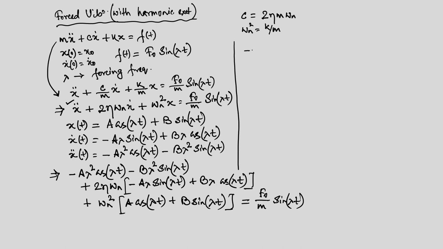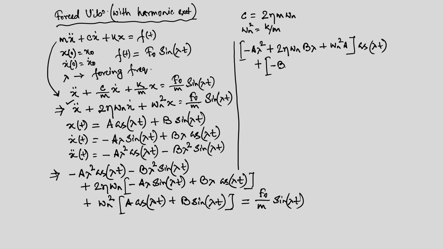we have the first term minus A lambda square cos lambda t. So, let us collect all the terms for cos lambda t. The next term is twice eta omega n times B lambda, and then plus omega n square times A, and this is multiplied by cos lambda t. Similarly, we can also collect all the coefficients of sin lambda t, and then simplify. So, let us do that.